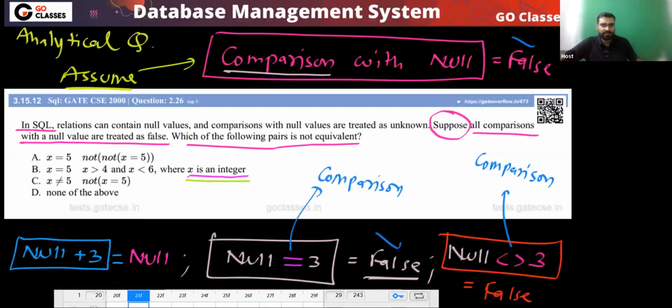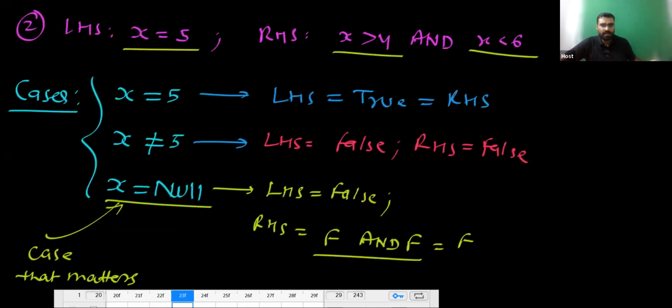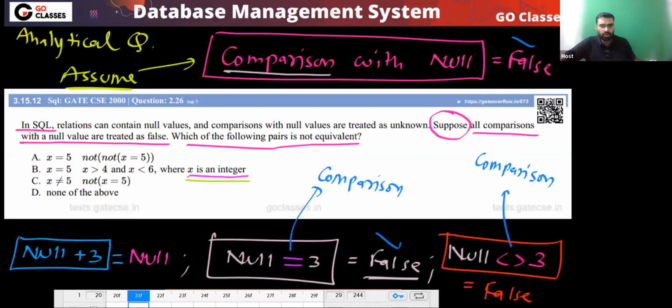What about option C? Let's see option C. In option C, what is LHS? The LHS is X is not equal to 5. And what is RHS? RHS is not of X equal to 5.